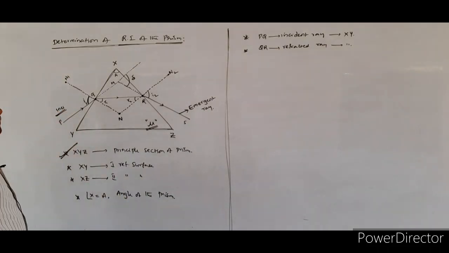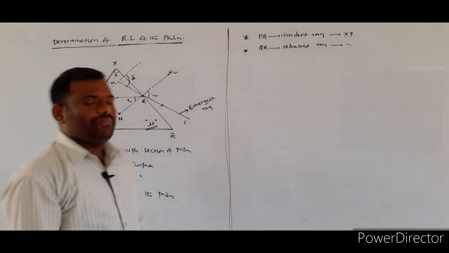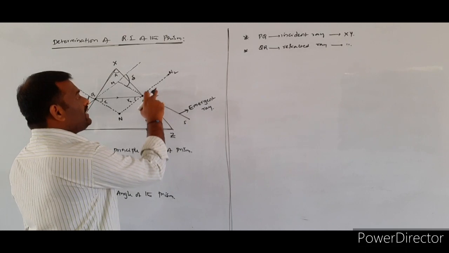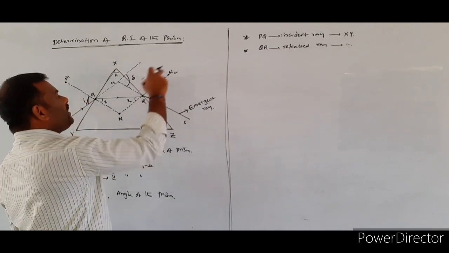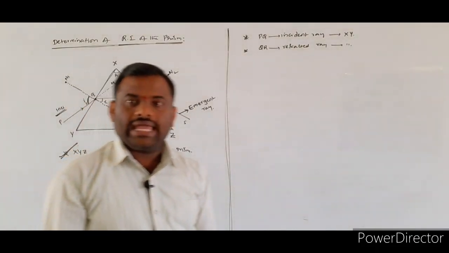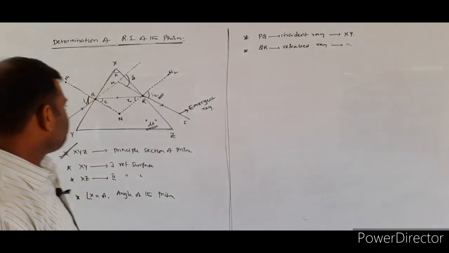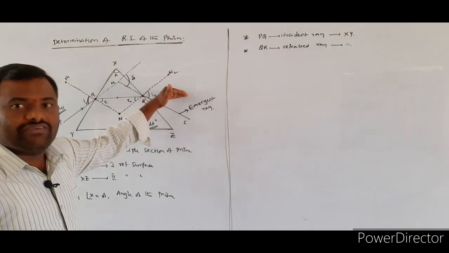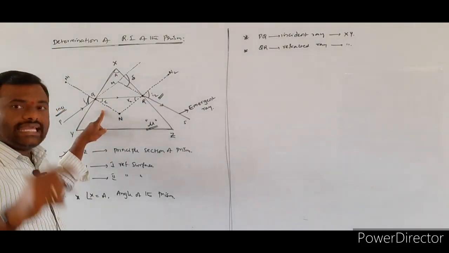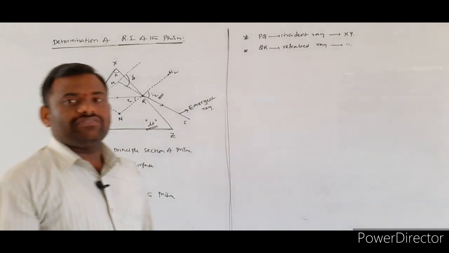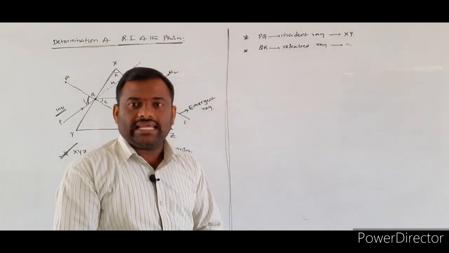PQ indicates the incident light ray, and RS indicates the emergent light ray. The angle made by the emergent light ray with respect to the second normal is called the angle of emergence. So I1 is the angle of incidence, I2 is the angle of emergence, R1 is the angle of refraction for the first surface, and R2 is the angle of refraction for the second refracting surface.